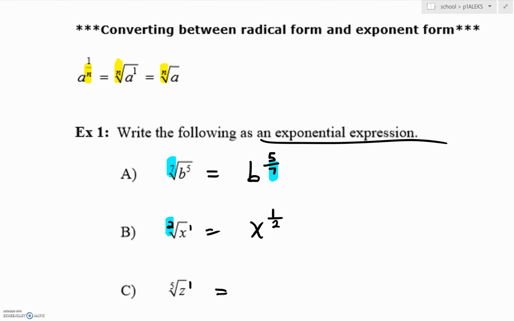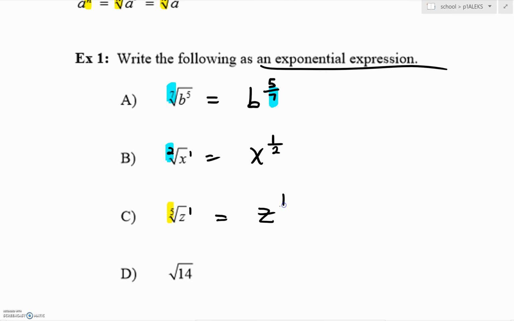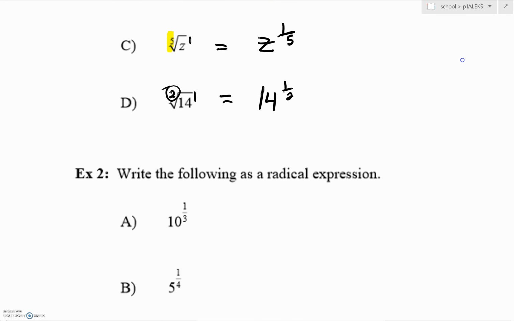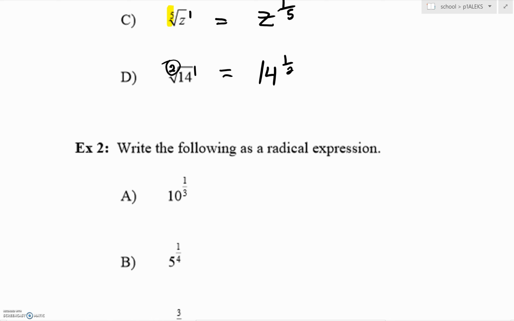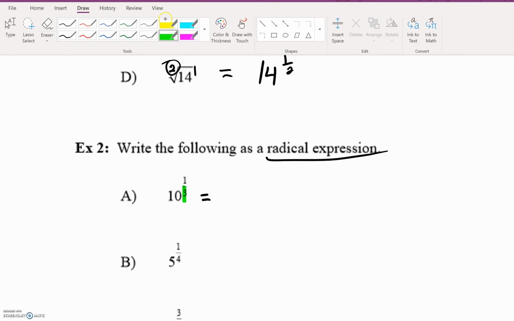Here, as we look at a 5th root, the 5th root of z, this is going to become z to the 1/5. And finally, right here, we've got the square root of 14. That's a second root. That's 14 to the 1/2. Again, you can see that that index always is showing up in the denominator. Now, we can go in the opposite direction. We can start with an exponent and write it as a radical. Again, what's the common theme? It's this denominator. That denominator will tell you what type of root.